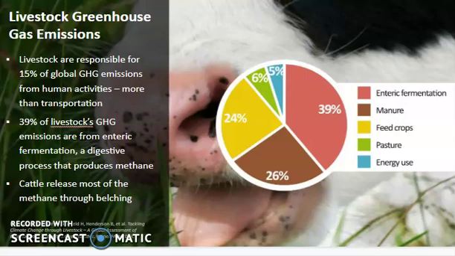If we're looking just at the livestock greenhouse gas emissions, 39% are from enteric fermentation. This is a digestive process in animals that produces methane. So just by the animals being alive and living and breathing and breaking down or ruminating, they're producing 39% of the 15% that livestock produce. Manure accounts for 26%, producing feed crops that feed animals, that's 24%, and then we've got some other uses here.